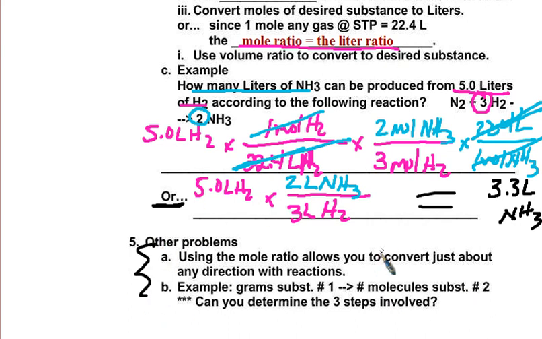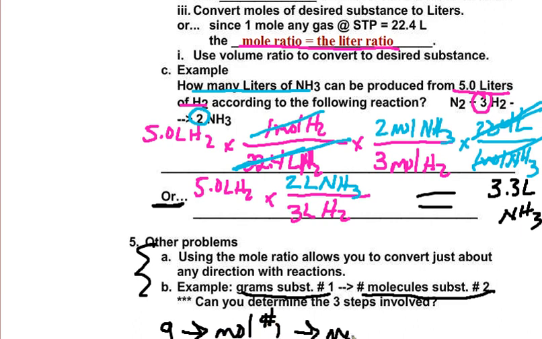Now, there are other problems we can do. We can use all kinds of other stuff. The mole ratio allows you to convert in just about any direction with reactions. For example, you can have grams of a substance 1 converts to how many molecules of another substance. Okay, so how would that work? Determine the 3 steps. That's going to be grams to moles of number 1, to moles of number 2, to molecules of number 2.